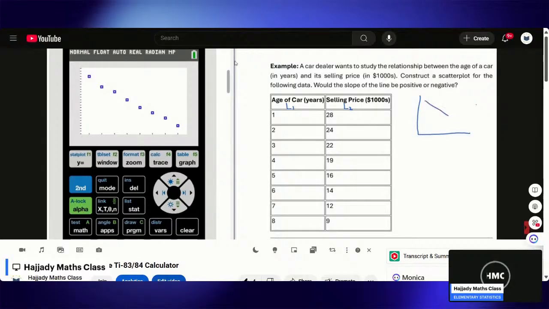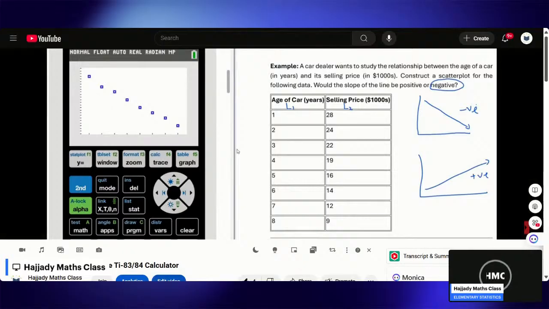Now let me tell you this. For a scatter plot, if your scatter plot goes down like this, this is negative. If the scatter plot goes up, this is positive relationship. So here in this case we have negative slope. So this is what we can deduce from this. And alternatively, you can see that as the value of L1 increases, the value of L2 decreases. This is like inverse relationship.